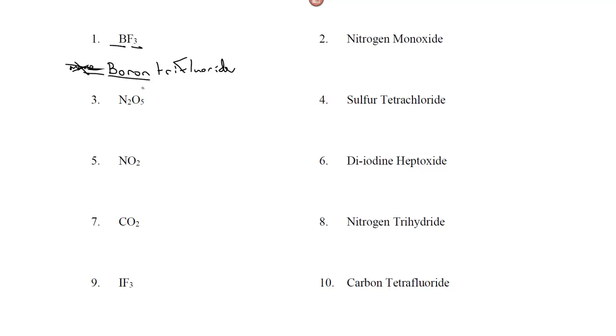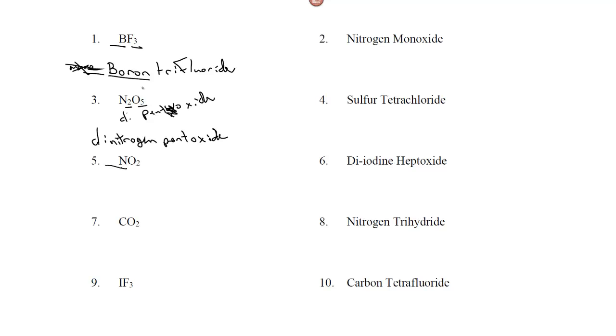So here's another example. Here I have 2. That prefix is di. 5 is penta, right? So this would be dinitrogen pentoxide. Notice when 2 vowels get together, like penta oxide, right? We drop the A out of there because it's just too awkward to say pentaoxide. So we just make it pentoxide, right?